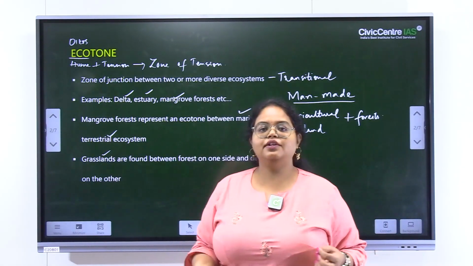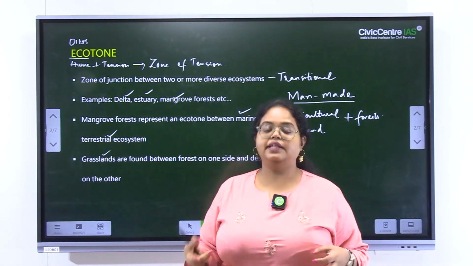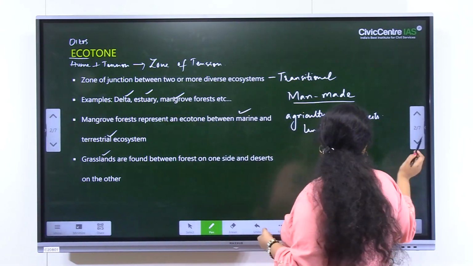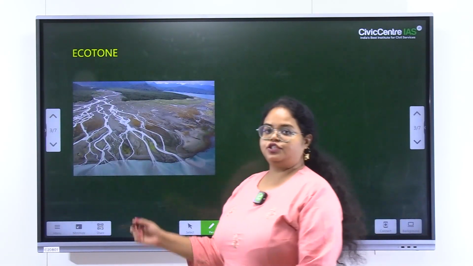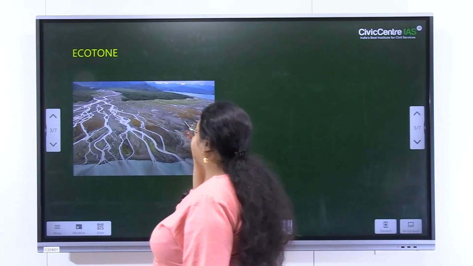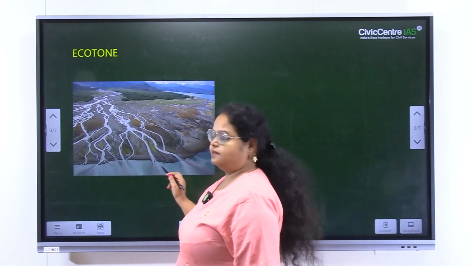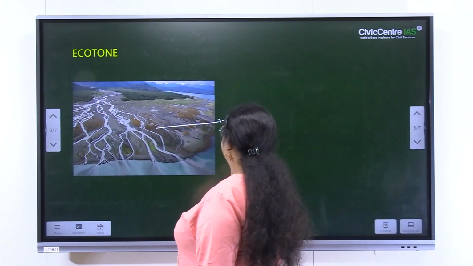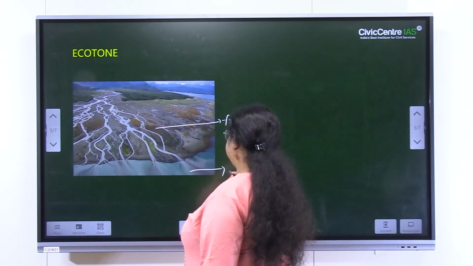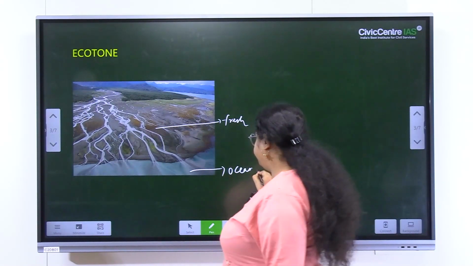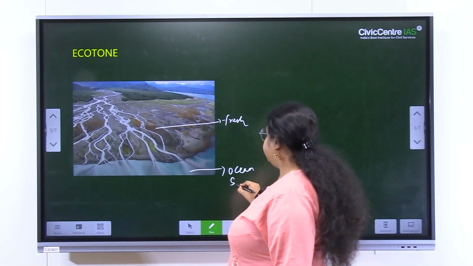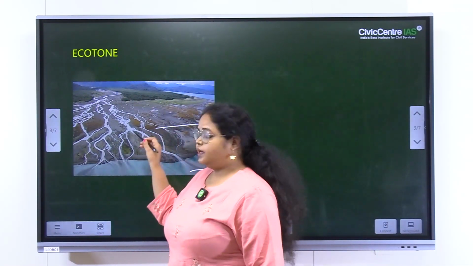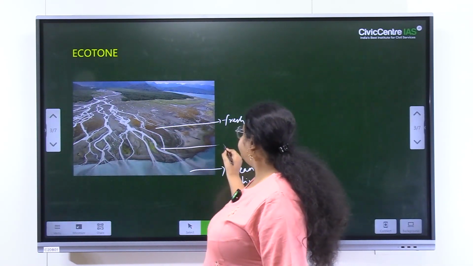Now to understand the concept of what is an ecotone and the characteristics of it, we will take an example of delta. Here we can see the picture of a delta where the river flows into the marine ecosystem. The river which carries fresh water flows into a marine ecosystem, either an ocean or a sea, and the water here is saline. The river along with it brings a lot of sediments.